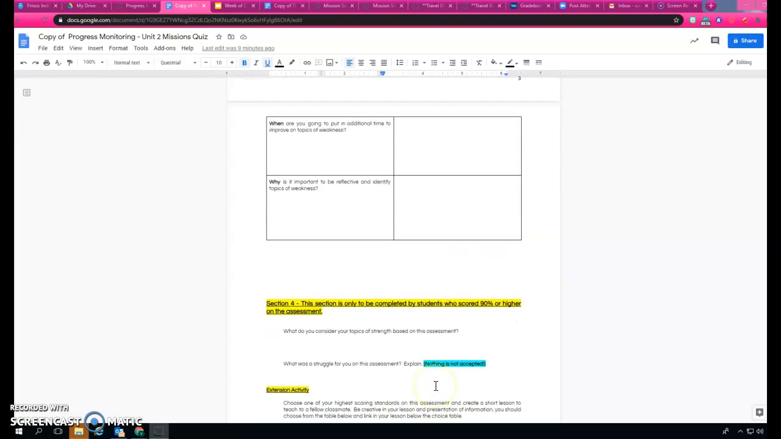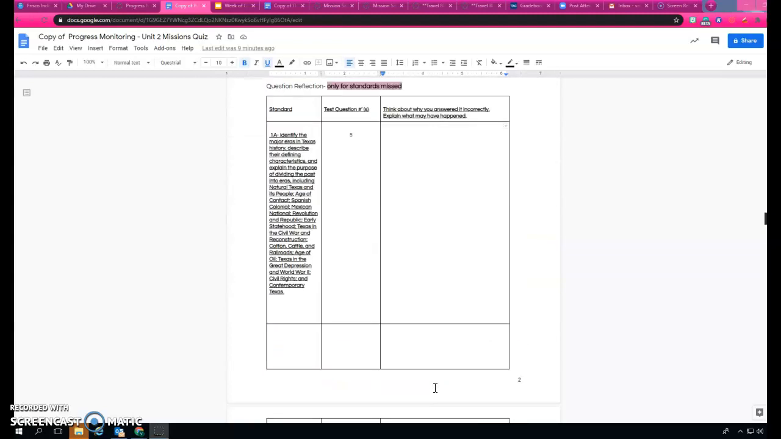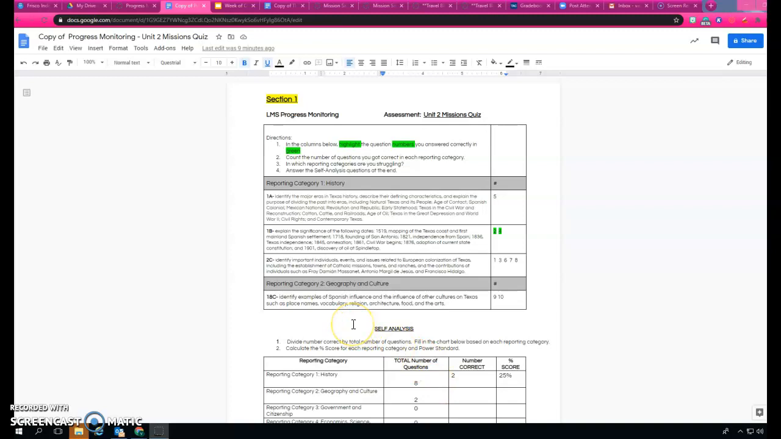Okay, so again, sections 1 through 4. Depending on how you scored for sections 3 and 4 will depend on which ones you actually complete.